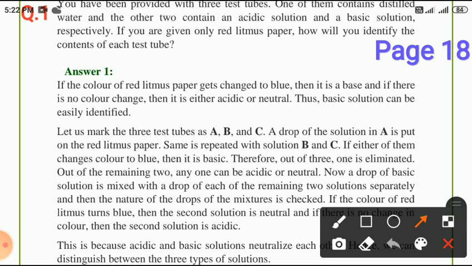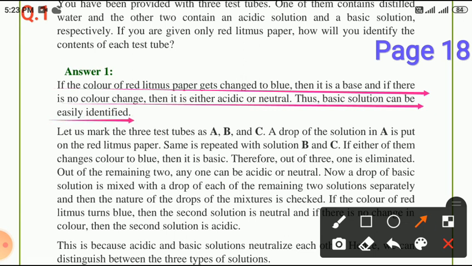So here in the answer we should write, if the color of red litmus paper gets changed to blue, then it is base, and if there is no color change, then it is either acidic or neutral. Thus, basic solution can be easily identified. Let us mark the 3 test tubes as A, B and C. A drop of the solution in A is put on the red litmus paper.